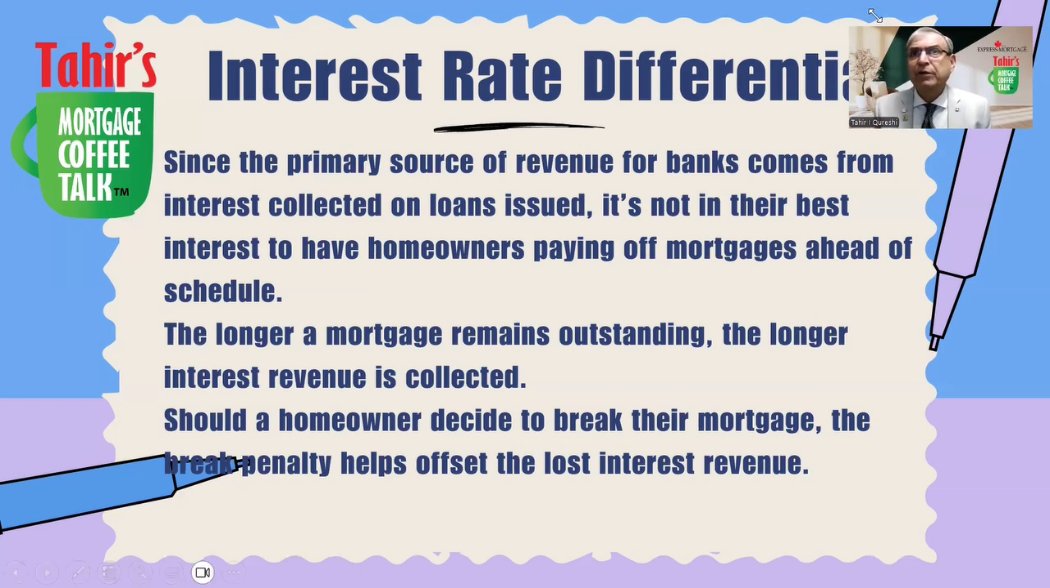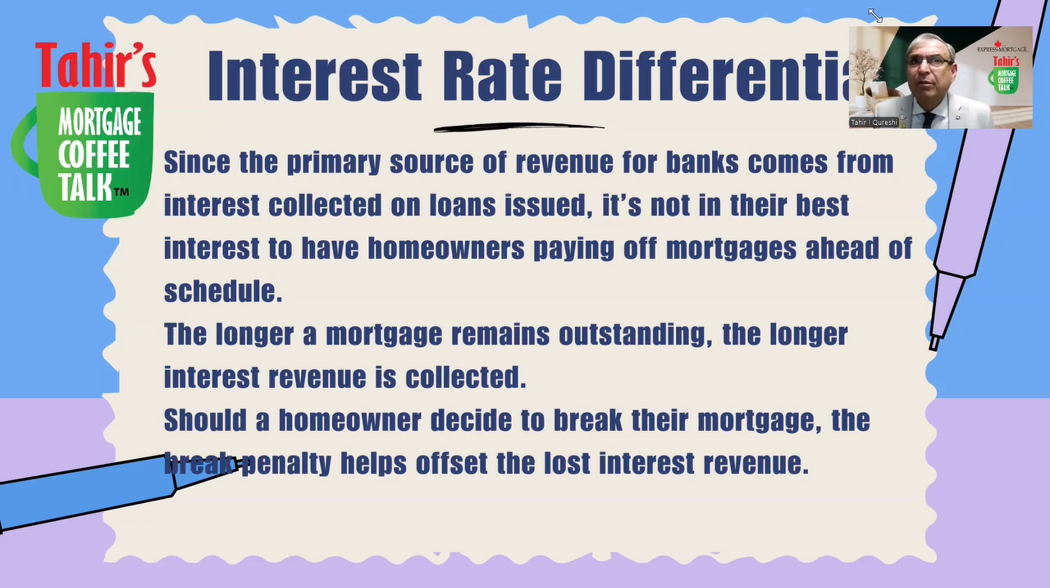Since the primary source of revenue for banks comes from the interest collected on the loans issued, it is not in their best interest to have homeowners paying off mortgages ahead of the schedule. They don't want you to do that. They don't want you to pay. But if you calculate a mortgage, right now you're paying a higher rate and you have, let's say, 3 years left. Even paying an interest rate differential, you still will save money. If you are refinancing it, then you need to have a calculation in your hand and then you go ahead. You're still saving money. But if there is no benefit of saving money, then don't do it.